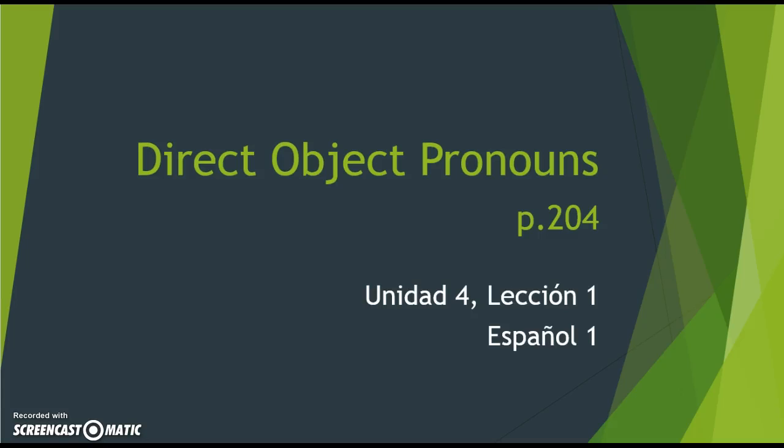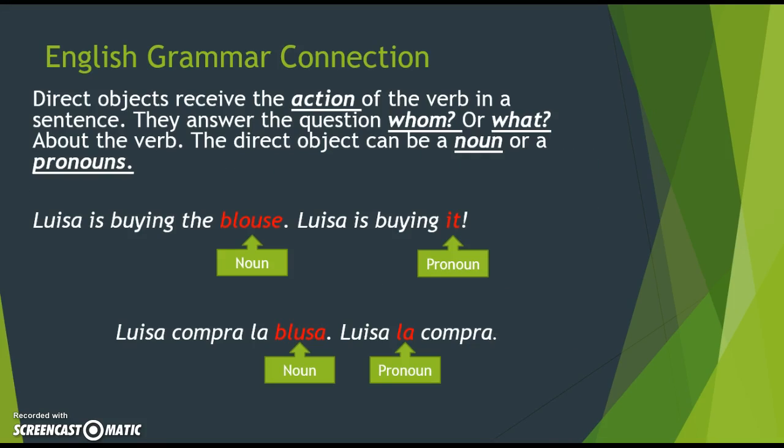Hola, hoy vamos a estudiar los complementos directos en español, direct object pronouns, which on its own probably doesn't mean much to you, but they're very important words that we use every single day in English, and you probably don't even realize it. The complicated description of a direct object pronoun is that it receives the action of the verb in a sentence. To simplify, it tells us the answer to the question whom or what about the verb.